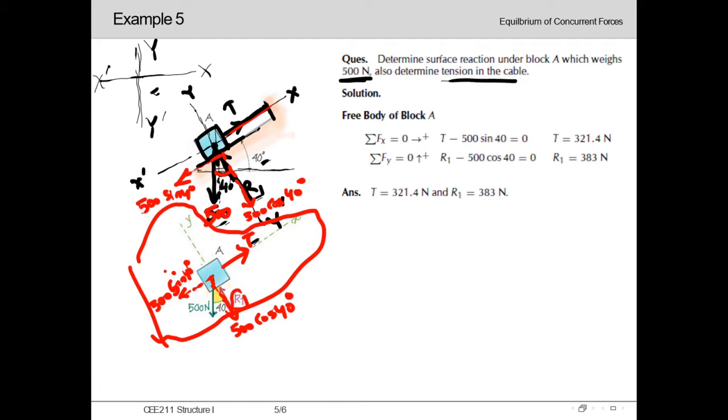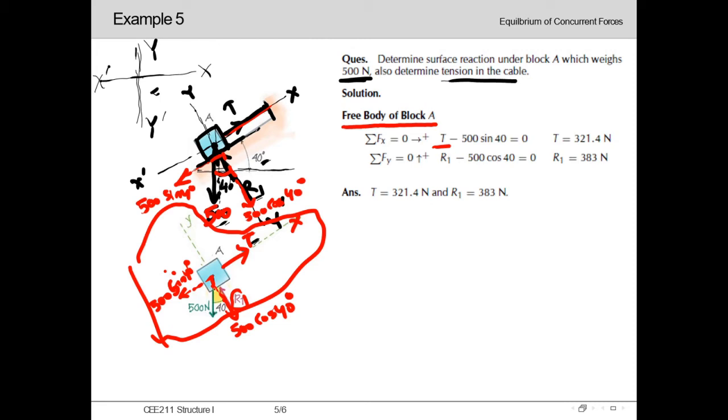After drawing this free body diagram and denoting all the surface reactions, other forces and self weights, we will apply the criteria of equilibrium, which is summation of Fx equal to 0 and summation of Fy equal to 0. Applying summation of Fx equal to 0 in this free body diagram of block A, firstly, T is acting as an x directional force coinciding with the x axis. So T is acting in the positive direction, so this is plus T.